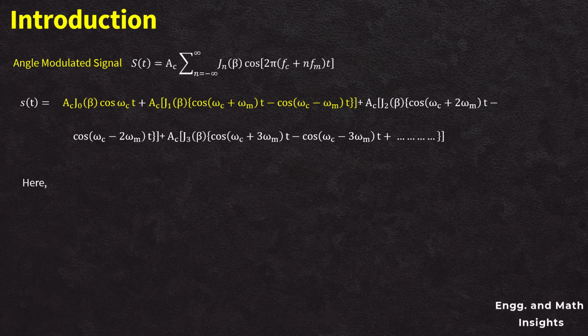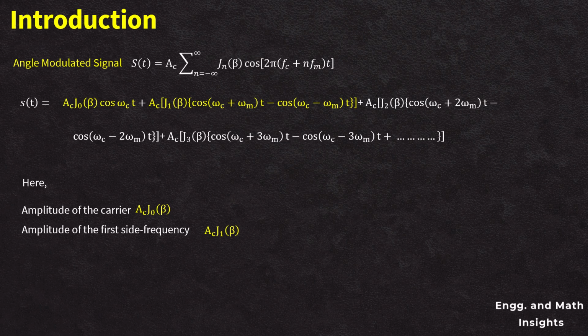Here, Ac J0(β) is the amplitude of the carrier at the frequency fc, Ac J1(β) is the amplitude of the first sideband at the frequency fc + fm, and Ac J2(β) is the amplitude of the second side frequency at the frequency fc − fm, and so on.